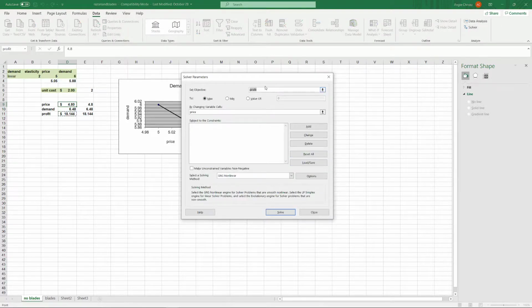Well, let's try it again. So maximize profit by changing price. That's all we did there. And we said solving method. The default is this one, GRG nonlinear. That's the one we use here. You will see this one is the most common, and also the evolutionary. This is basically one we will use later on.